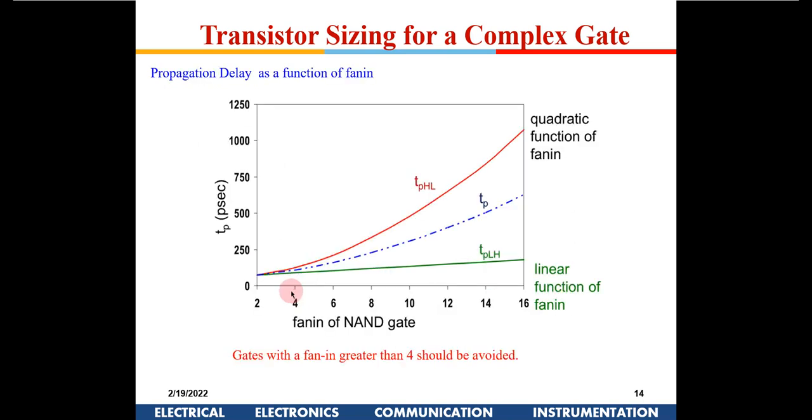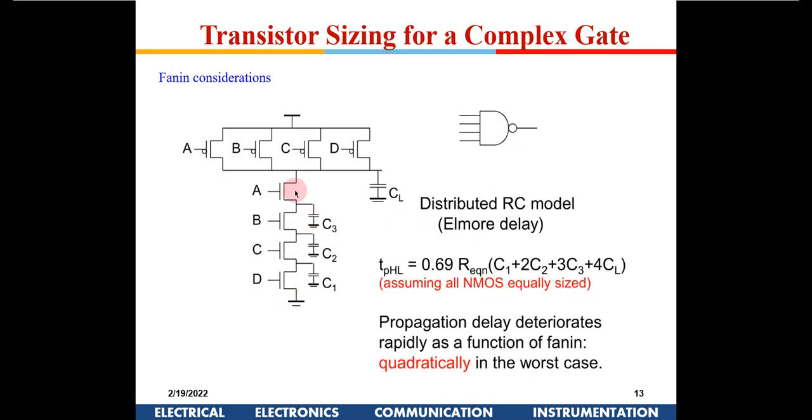Now if you keep increasing the fan-in, the delay keeps increasing. So you generally restrict the fan-ins. We don't have more than four gates. If you keep increasing the gates, every time this factor keeps increasing by 4 or 5, so you will find that the delay keeps increasing as you keep increasing the transistors.